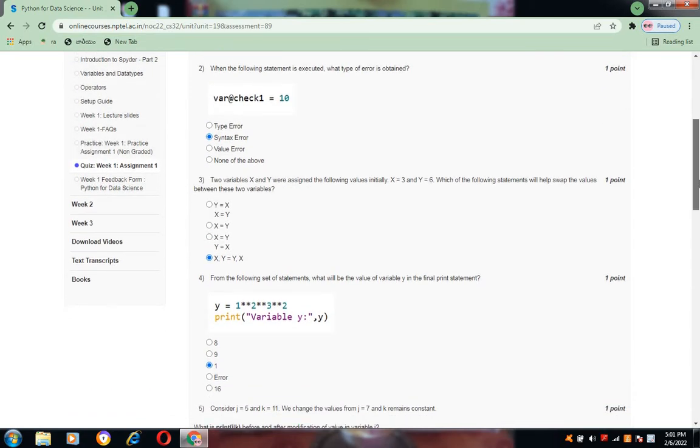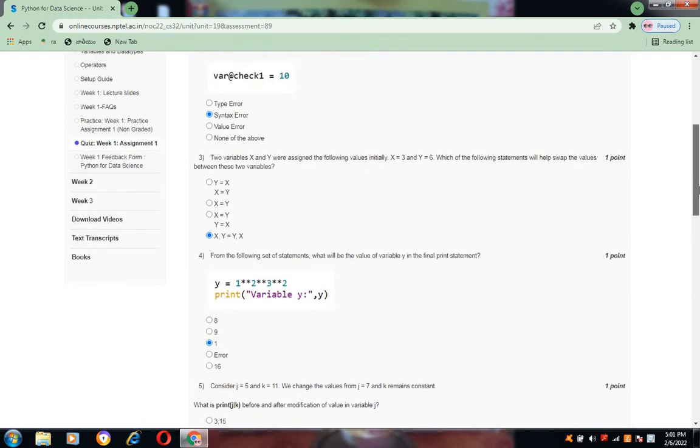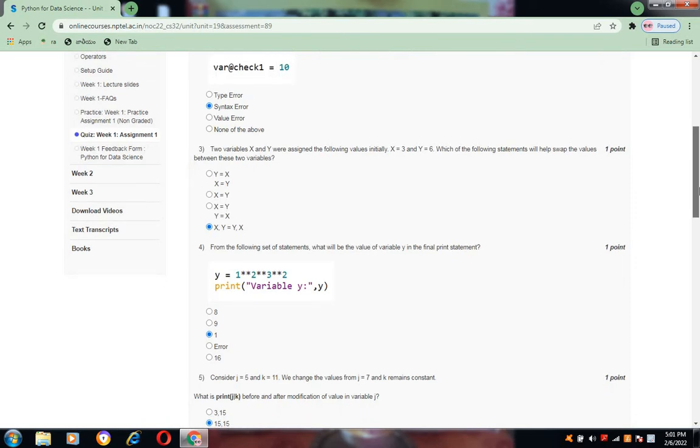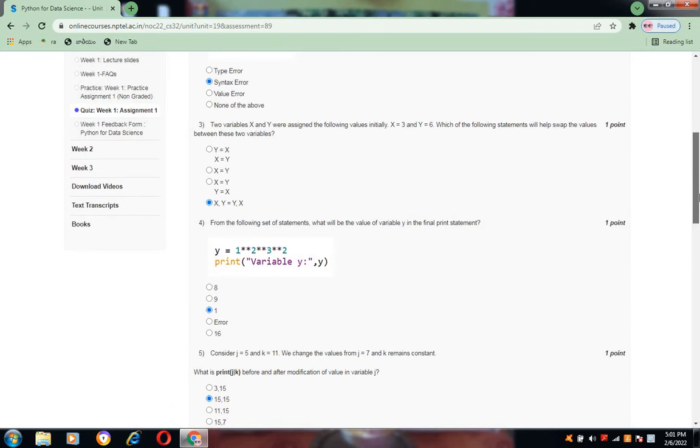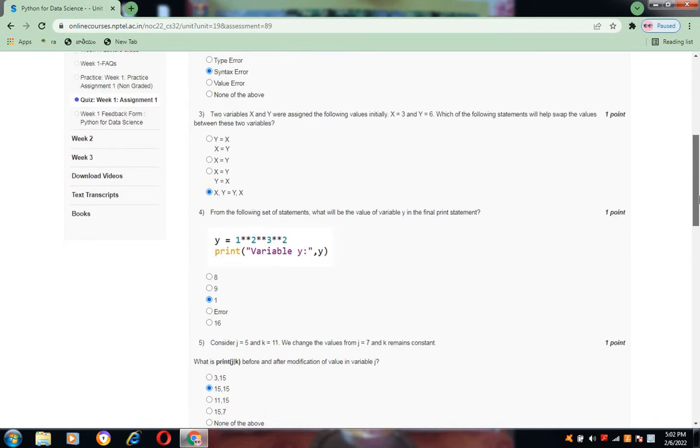Now coming to the third one, two variables x and y are assigned the following values: x equal to 3 and y equal to 6. Which of the following statements will help swap the values between these two variables? For this, option 4 is the correct answer.